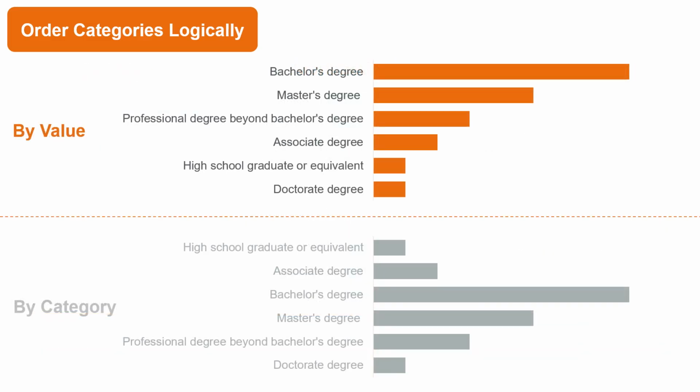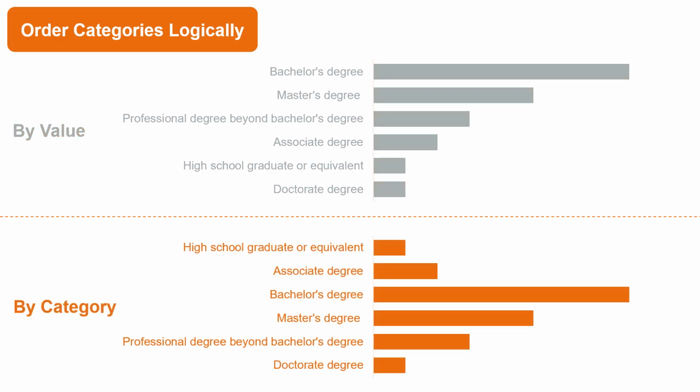But be mindful of how you order your data. To demonstrate, let's look at an example of participant education levels. Your instinct might be to order these data by value, as you would with most other categorical data. However, when you do so, you'll see that the categories appear in a somewhat confusing order. So how do we fix this?